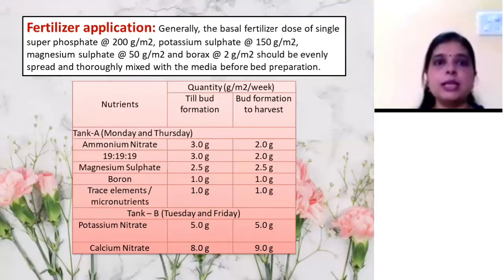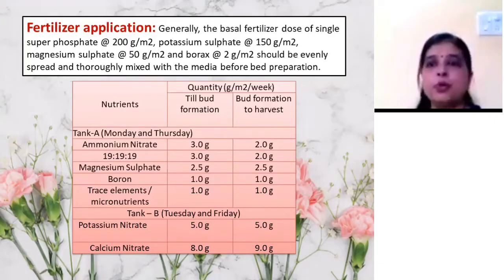These are the fertilizer applications that we follow in carnation during bed preparation. A basal fertilizer dose of single superphosphate, that is 200 gram per square meter, potassium sulfate at the rate of 150 gram per square meter, magnesium sulfate at the rate of 50 gram per square meter, and borax at the rate of 2 gram per square meter should be evenly spread and thoroughly mixed with the media before bed preparation.